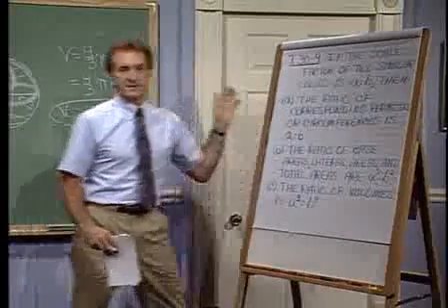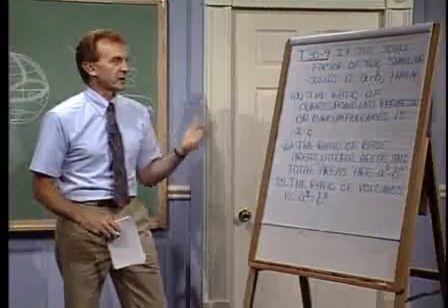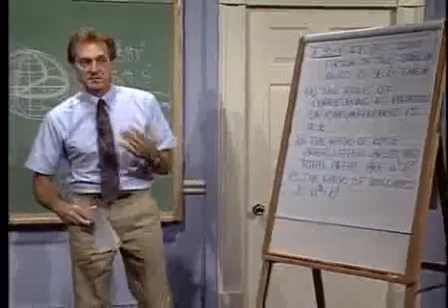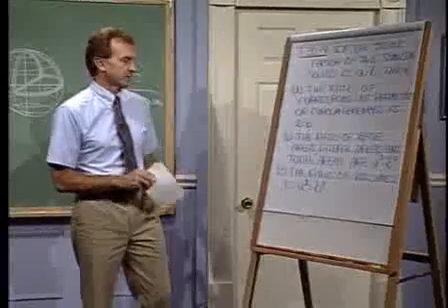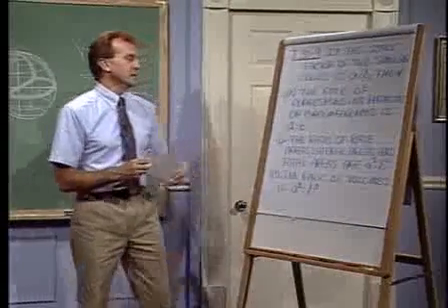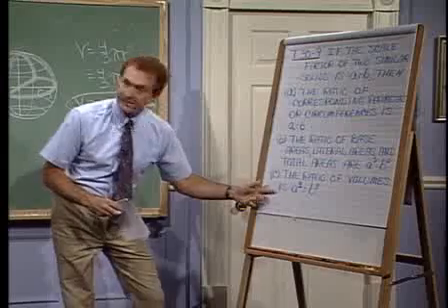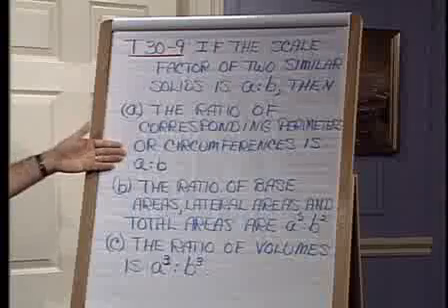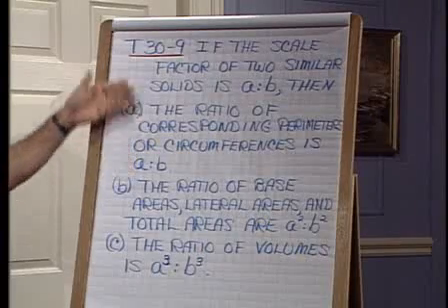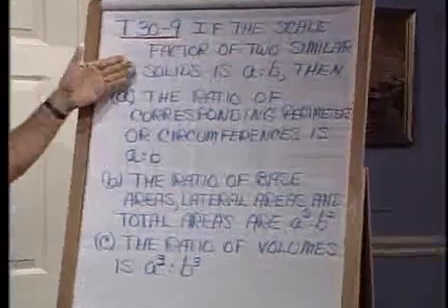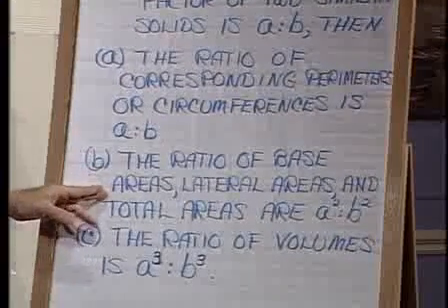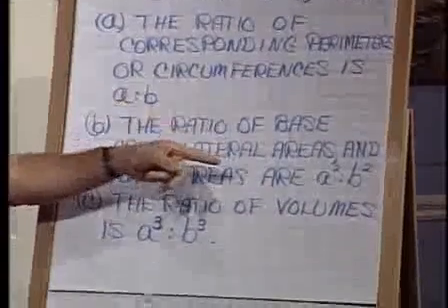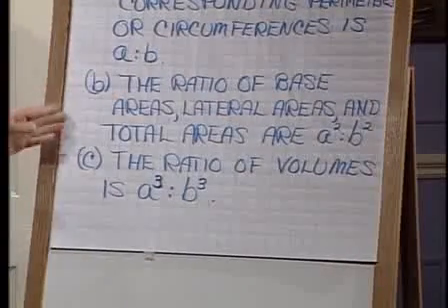Now, let's compare the volumes of spheres according to the radii. Here is something that we saw back in chapter 17 to start with, comparing the corresponding parts of similar triangles. We saw it again when we got into similar polygons besides similar triangles, and now we can expand it to the volumes, because now we're into 3-dimensional figures. Here we have the corresponding ratios of the perimeters, circumferences being the same as corresponding linear measures of any part. The ratio of the base areas or lateral areas or total areas are a squared to b squared, using the square of the scale factor a to b.